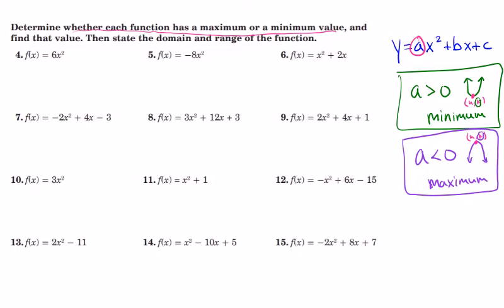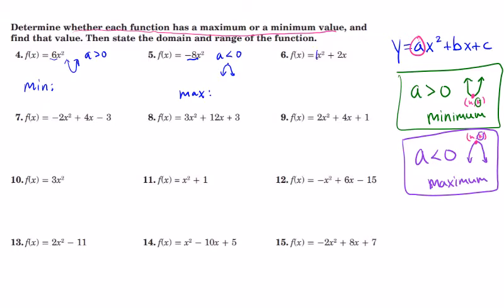So you can go through here and just look at a. Remember, a is the coefficient of the quadratic term. Here a is 6, so it's going to be upward facing, which means we're going to have a minimum, and we'll just have to find out what it is. Here we have a negative a, so a is less than 0, therefore it's going to be facing down, and we're going to have a maximum, because the vertex is going to be on the tippy top.